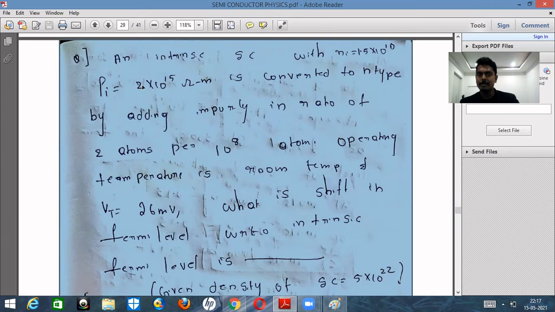So the intrinsic semiconductor is converted into n-type semiconductor with this doping concentration. The operating temperature is room temperature obviously, and VT is 26 millivolts. What is the shift in Fermi level with respect to intrinsic Fermi level? This is very, very important.